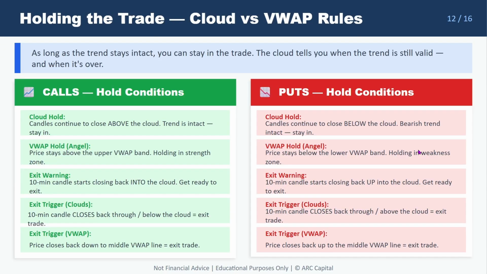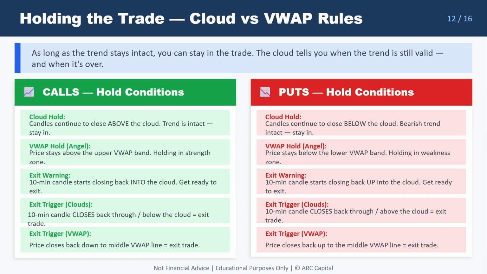10-minute, right? So holding the trade, cloud versus VWAP rules, as long as the trend stays intact, you can stay inside the trade. The cloud tells you when the trend is still valid versus when it is over. So guys, I have seen that a lot of people have been taking percentage-based profits, missing some of the move. We've been seeing some huge moves, guys. Some people are just taking 30, 50% and watching 2, 3, 400% run in their face. Why is this happening? It's because you're taking percentage-based exits instead of what the chart is telling you, right?